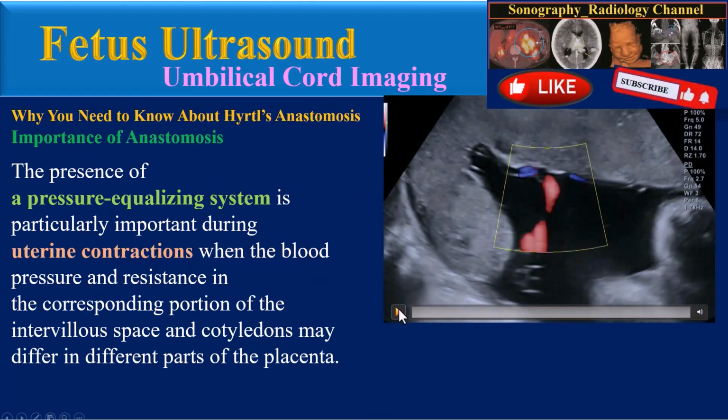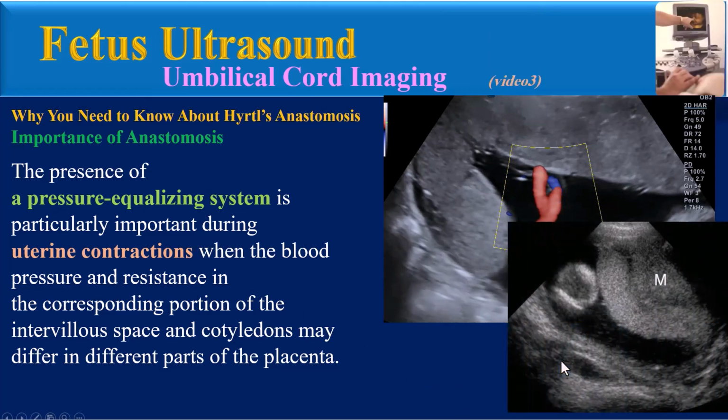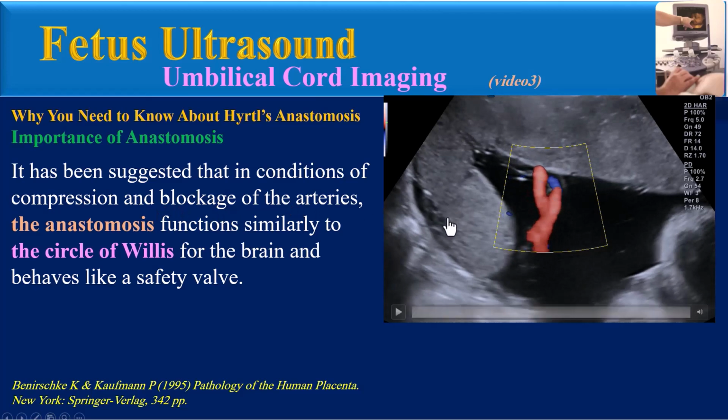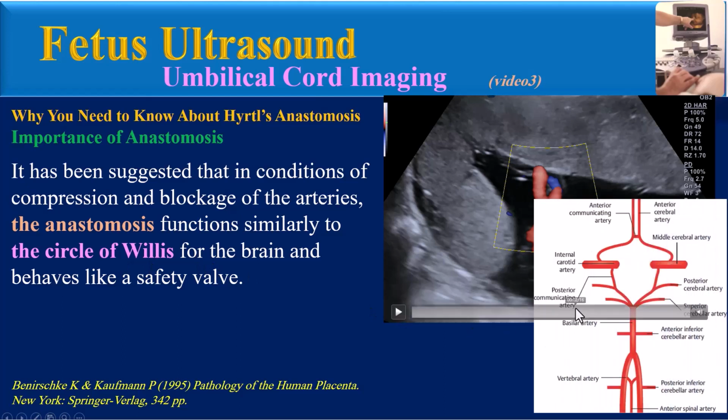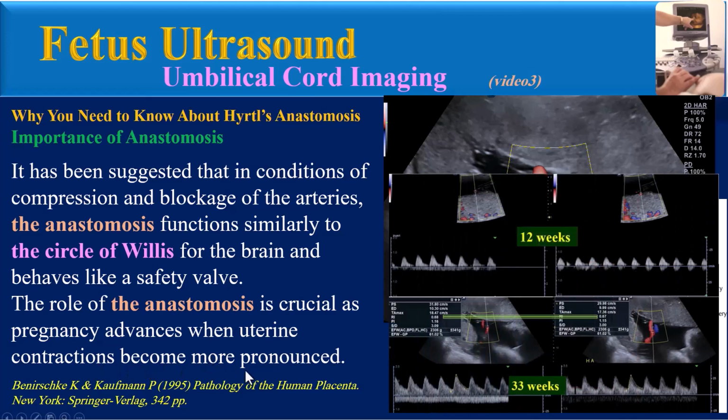The presence of a pressure equalizing system is particularly important during uterine contractions, when the blood pressure and resistance in the corresponding portion of the intervillous space and cotyledons may differ in different parts of the placenta. It has been suggested that in conditions of compression and blockage of the arteries, the anastomosis functions similarly to the circle of Willis for the brain and behaves like a safety valve. The role of anastomosis is crucial as pregnancy advances when uterine contractions become more pronounced.